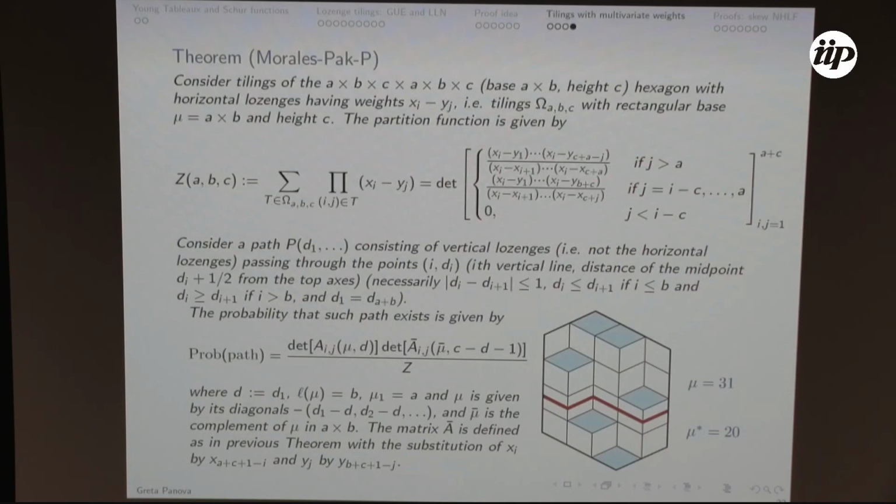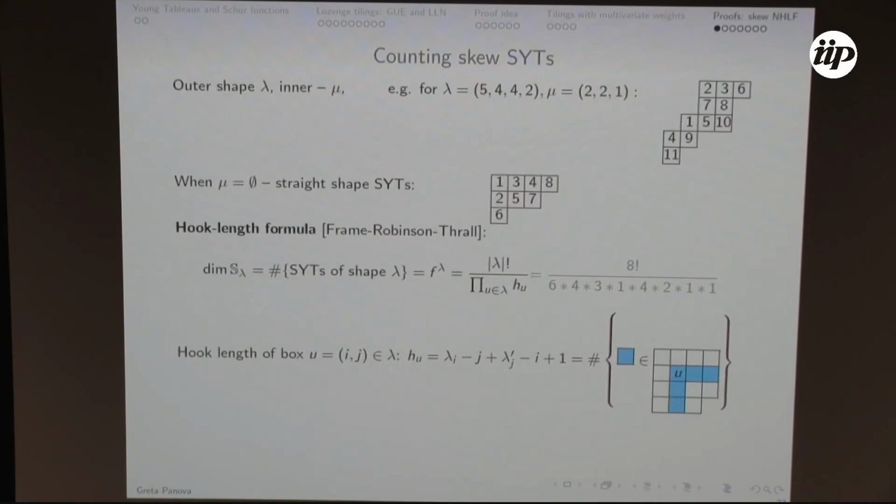Again, it's a certain type of determinant. So one can calculate many things using these determinants. The only thing so far it is hard to get is the probability of seeing particular horizontal lozenges at certain places, which would help us analyze the entire thing probabilistically. But where did this come from?